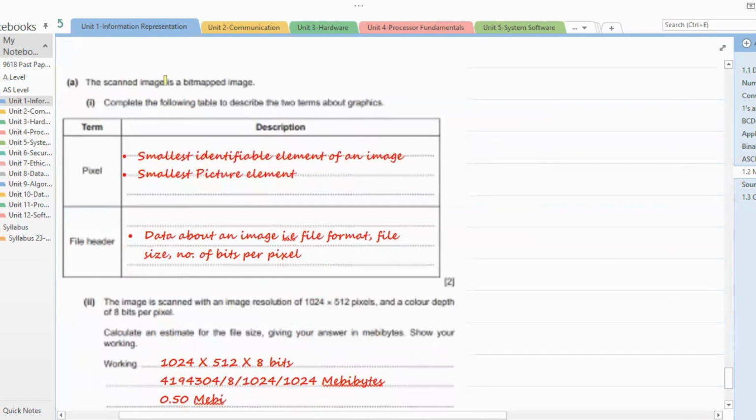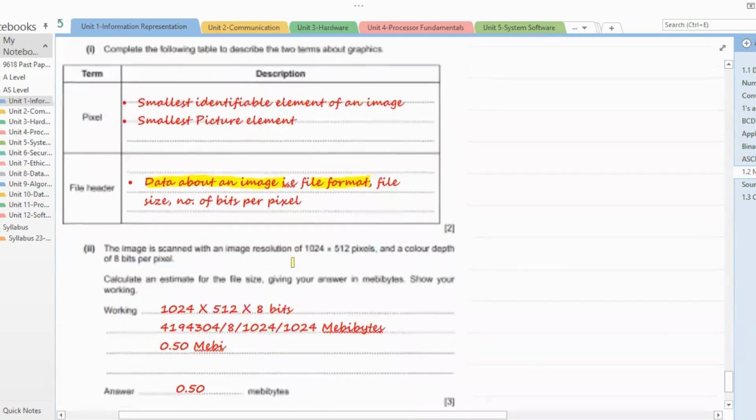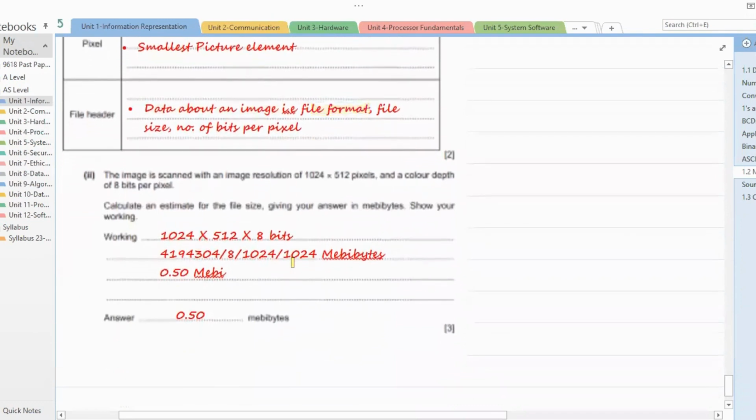Next question is a scanned image is a bitmap image. So bitmap image is given. Complete the following table to describe the 2 terms about graphics. So pixel you have to define, and file header. So we have just learned pixel is picture element or smallest picture element of an image, and file header contains data about the image. It can have file format, file size, number of bits per pixel, etc. So anything you can write about it. So it is a 2 marker question. So you get full marks if both the terms are explained properly.